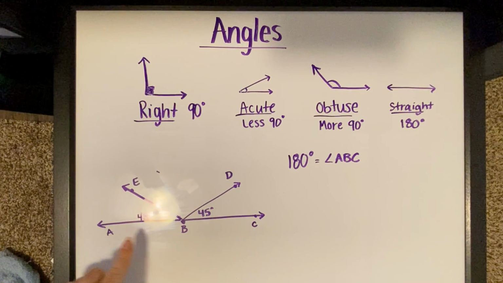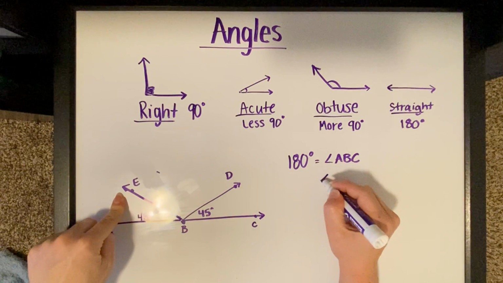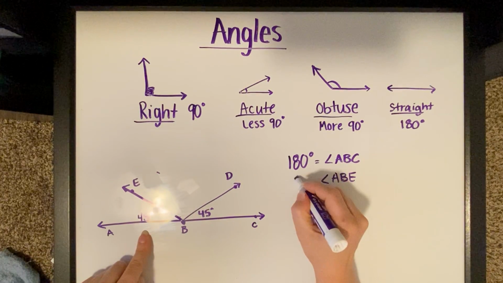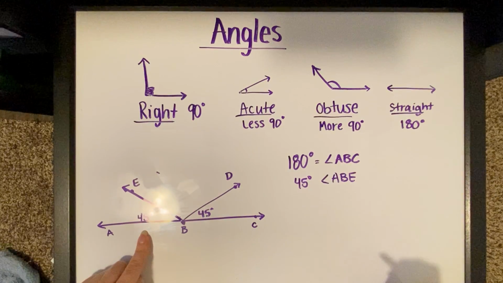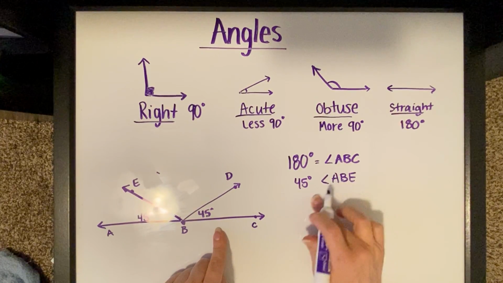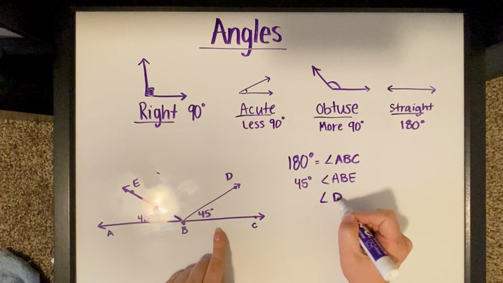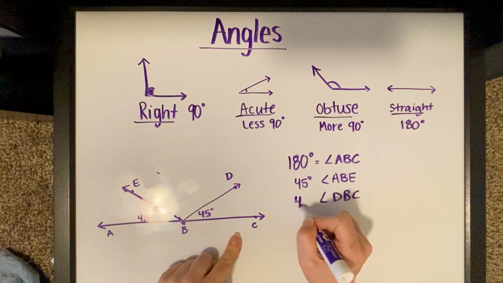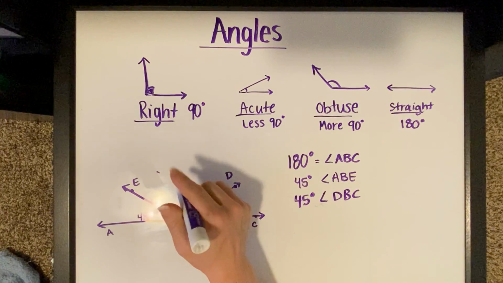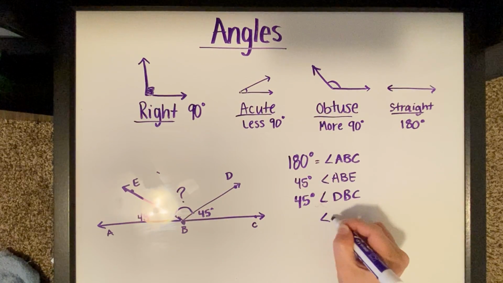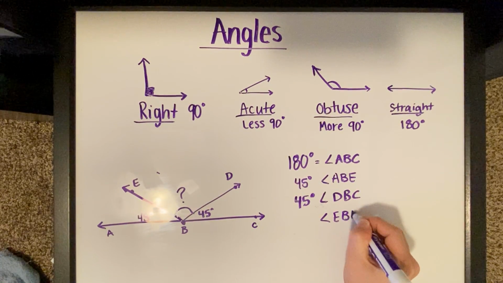I know that angle ABE is 45 degrees. I know that angle DBC is also 45 degrees. And I want to know what angle EBD is. So I don't know about EBD.